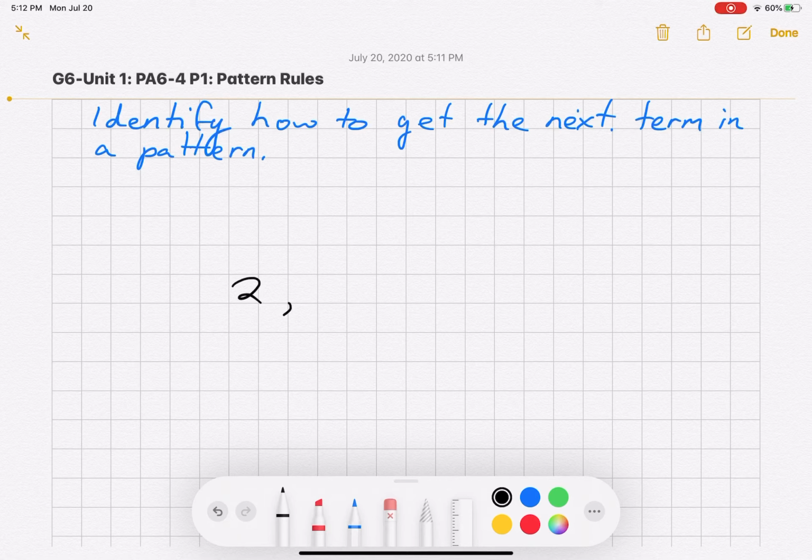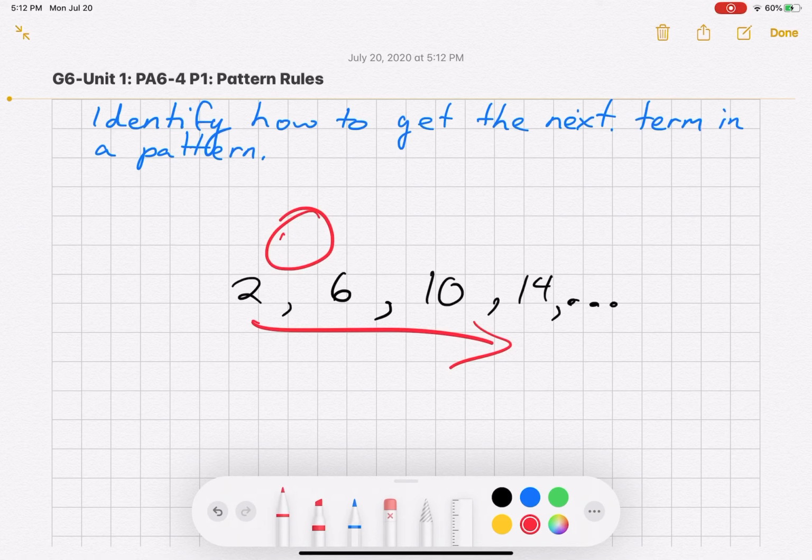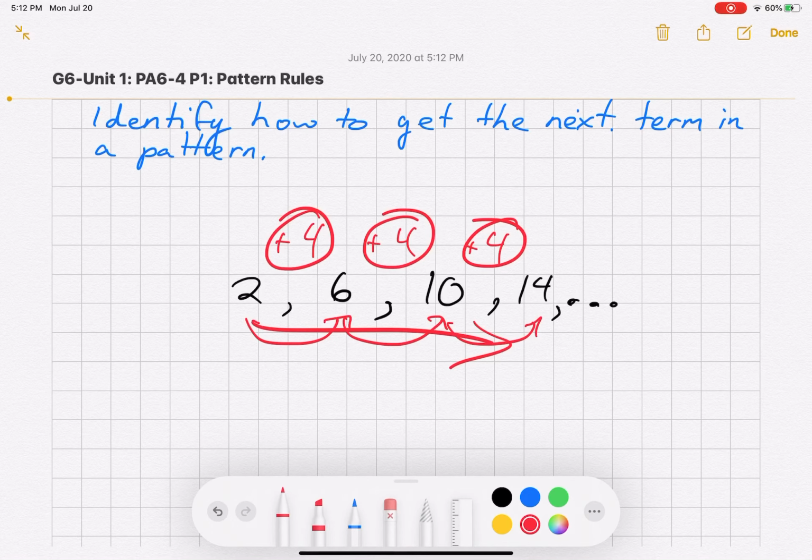So I have 2, 6, 10, 14, and these dots just mean it's just going to go on and on. So pause if you're not sure yet. So the numbers are getting bigger, so then I know I'm either adding or multiplying, and in here I know that I'm adding, and the difference between these two numbers is 4, the difference between these two numbers is 4, and the difference between these two numbers is 4.